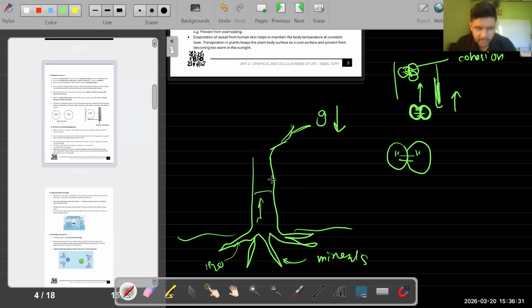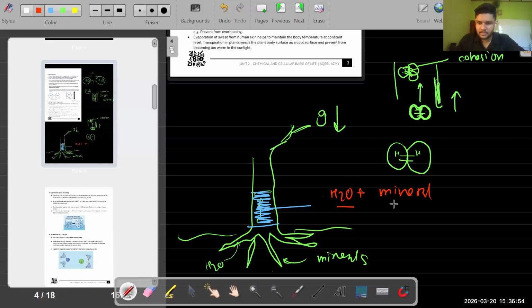So the entire solution, now see, I'll use another color. If you see, this is the solution that moves upwards. Now, this solution, can you name what components are present in it? Water is present and minerals are present. Am I right? Both of them are present. Why? The water came from the soil and minerals were also absorbed from the soil. Both of them will be moving as a solution, right? That solution contains water and minerals.